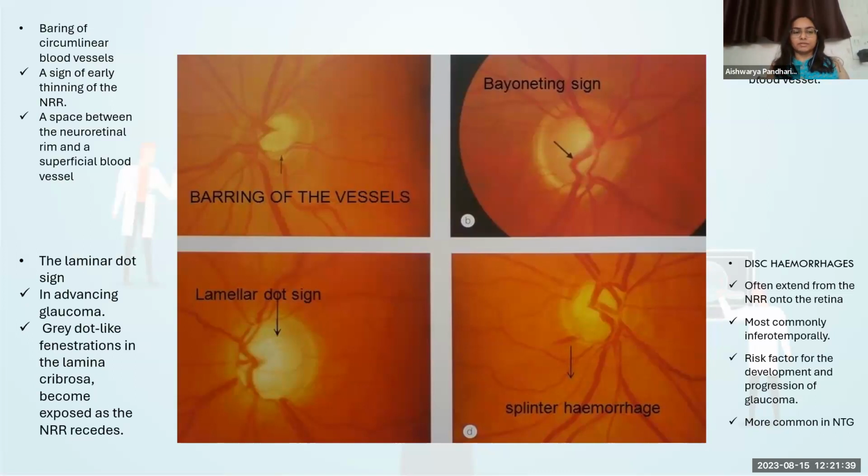The space between the neuroretinal rim and the superficial blood vessel. The laminar dot sign is usually seen in advancing glaucoma. Gray dot-like fenestrations in the lamina cribrosa become exposed as the NRR recedes.